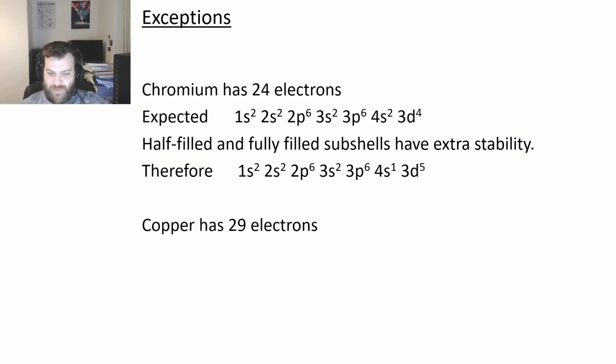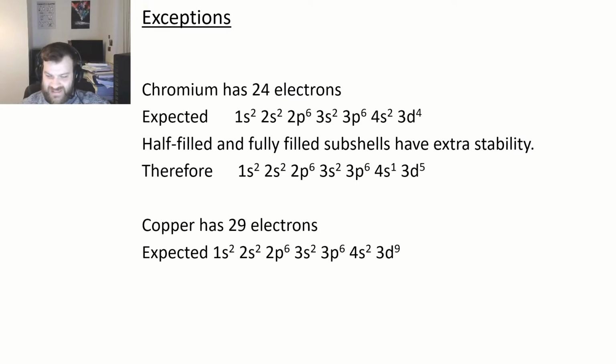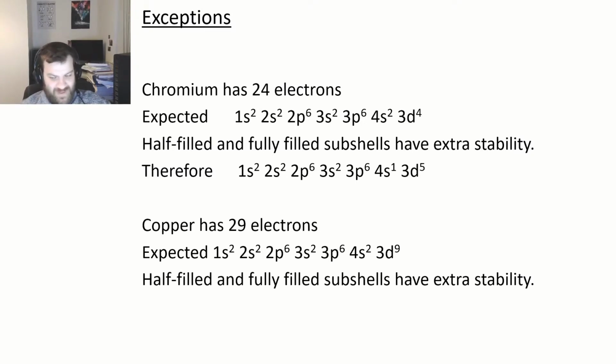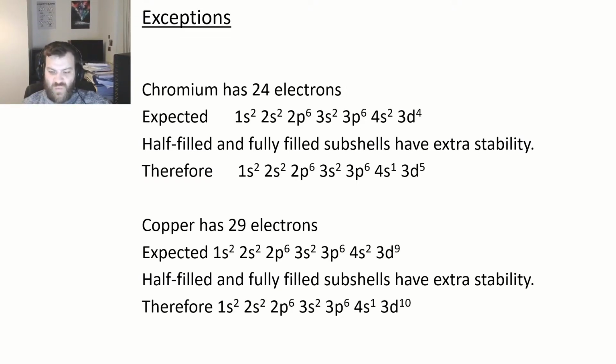When it comes to copper, which has 29 electrons, we would expect to end with 4s2, 3d9. However, because half-filled and fully filled subshells have extra stability, we actually would get 4s1, 3d10.